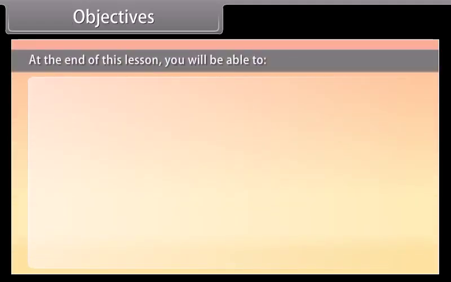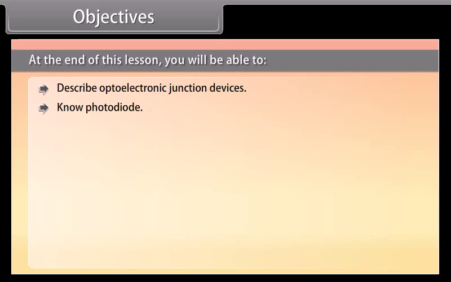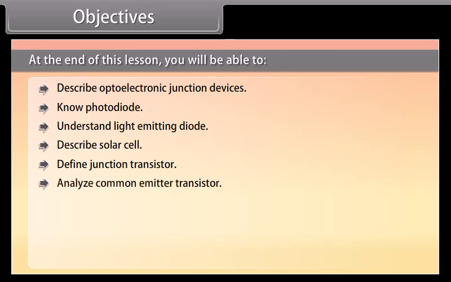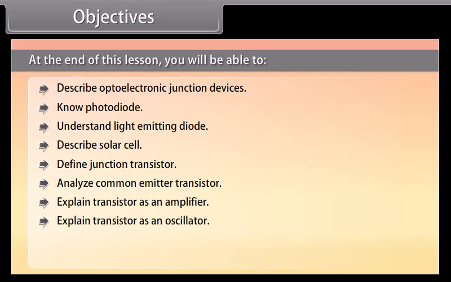Objectives. At the end of this lesson, you will be able to describe optoelectronic junction devices, know the photodiode, understand the light emitting diode, describe the solar cell, define the junction transistor, analyze the common emitter transistor, explain the transistor as an amplifier, explain the transistor as an oscillator, describe logic gates, and define integrated circuits.